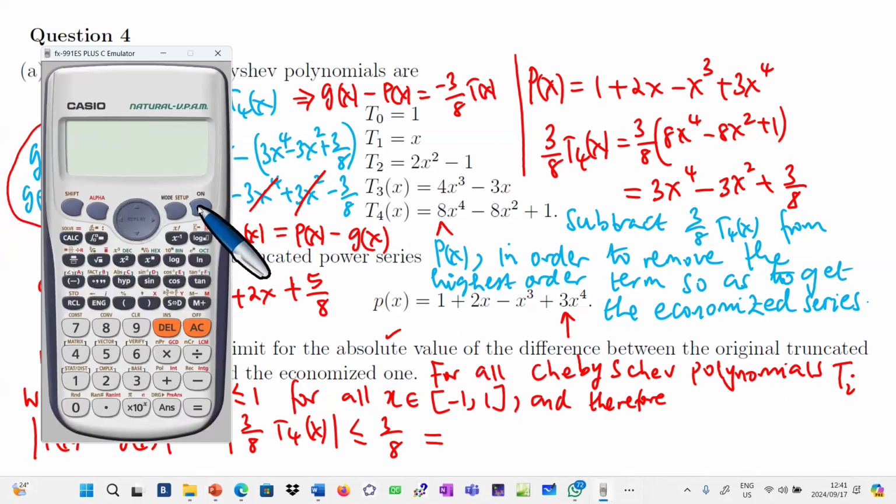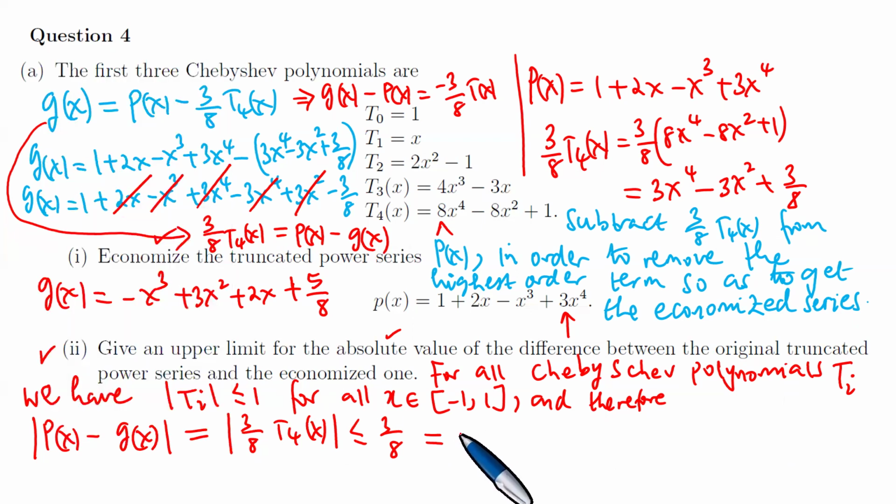So now we're going to take a calculator and say, whenever you have 3 divided by 8, which you can do with ease, it is 0.375. That is the answer.